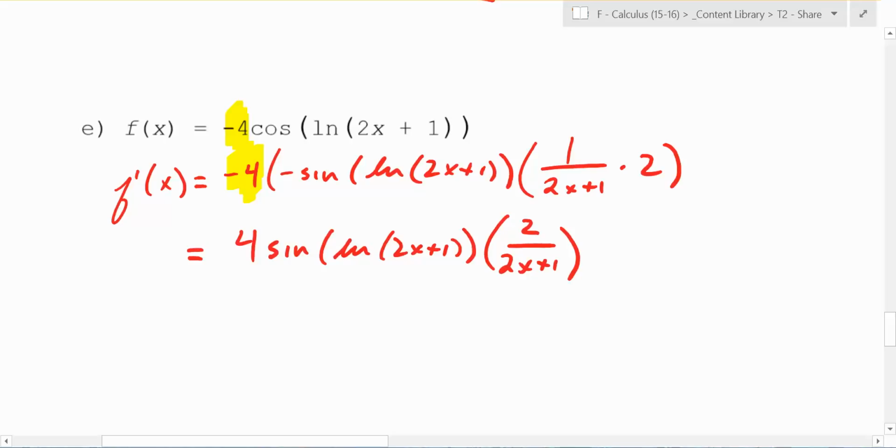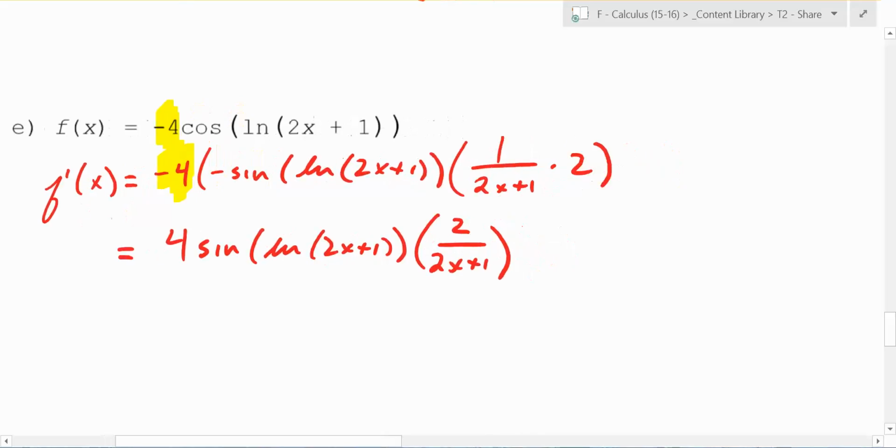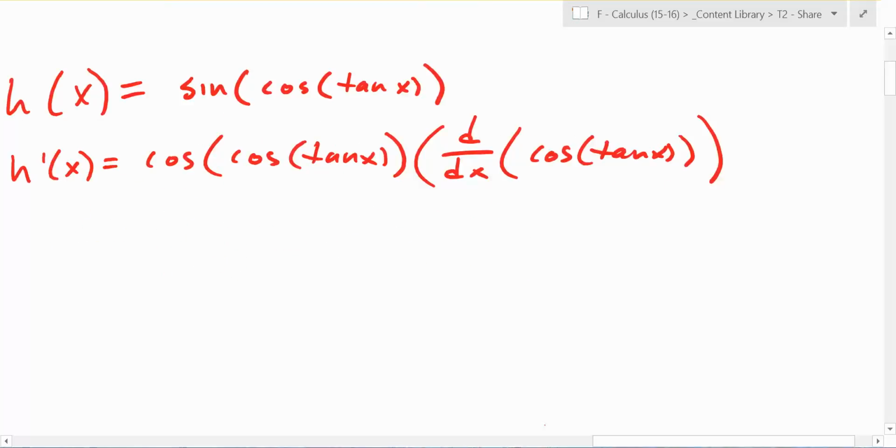That is the cosine of the natural log. There's no product there whatsoever. Outside of the inside times the derivative of the inside. So now you need to do this derivative. We haven't done this derivative yet.